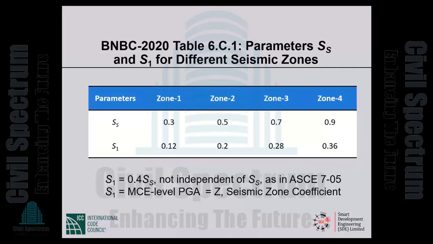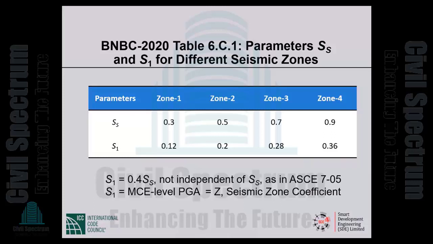Okay, S sub S is MCE level. So if you divide S sub S by 2.5, or you take 40% of S sub S, you get a pretty good approximation of MCE level peak ground acceleration. And that's what the Z value is supposed to be. This is why the Z and S sub 1, which is also taken equal to 40% of S sub S, coincide. They are the same. Okay.